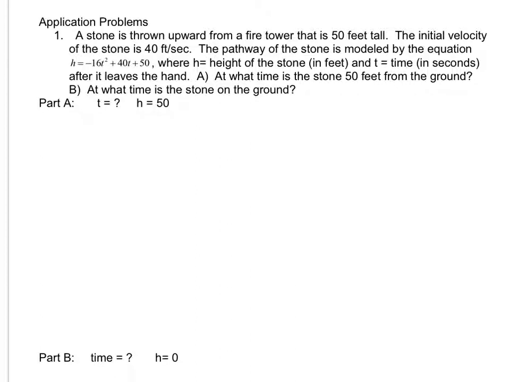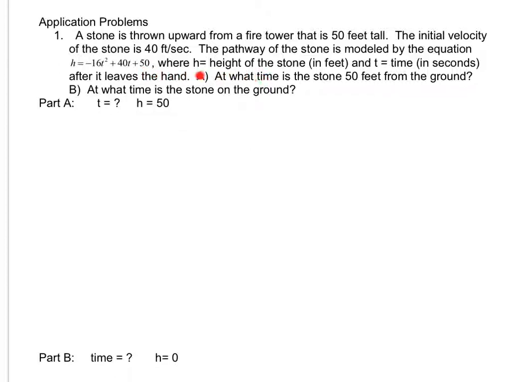Alright, so word problems, everyone's favorite. So it says a stone is thrown upward from a fire tower that is 50 feet tall. The initial velocity of the stone is 40 feet per second. The pathway of the stone is modeled by the equation h equals negative 16t squared. That negative 16 is representing gravity. This is the initial velocity. This is the initial height.